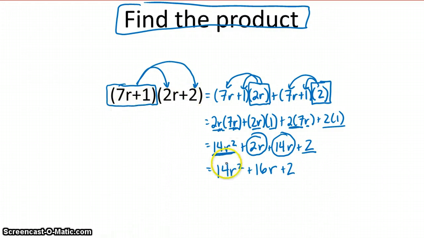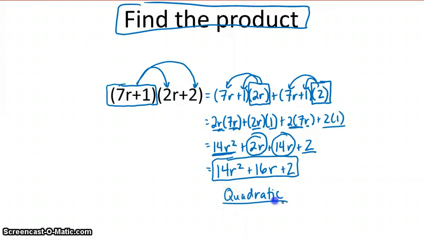As you can see, multiplying a binomial times a binomial actually gives me a trinomial, which means it has 3 terms in the answer. Now, this particular trinomial is a quadratic. And that's key because, again, Chapter 6 is ultimately working with quadratic equations. A quadratic is an equation that has a variable squared. So in this case, because I have the r squared, it makes it quadratic.